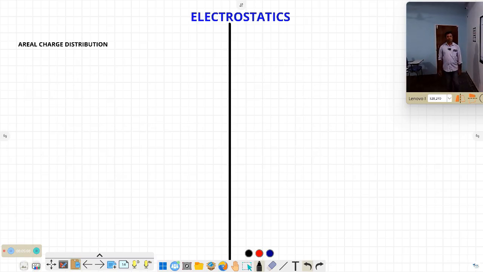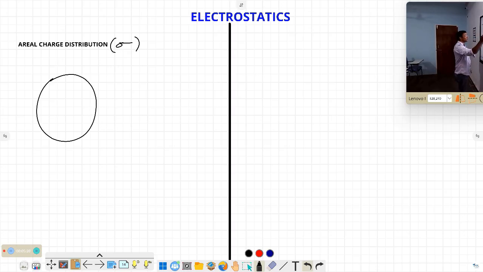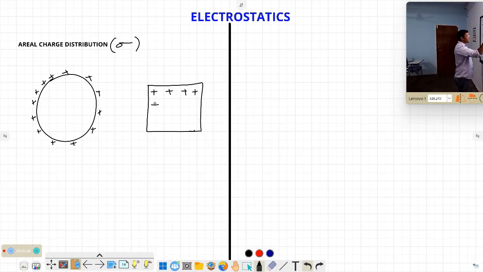The next one is areal charge distribution. The areal charge distribution is indicated with the letter sigma. Consider a hollow sphere, or otherwise a square plate. Both contain area. The sphere contains surface area; it does not have volume. This plate contains only area. So whenever you give charges to these, the charges accumulate on the surface, across the area of the body. This type of distribution of charges is called areal charge distribution. In the case of the square plate also, the charges are accumulated throughout the area.